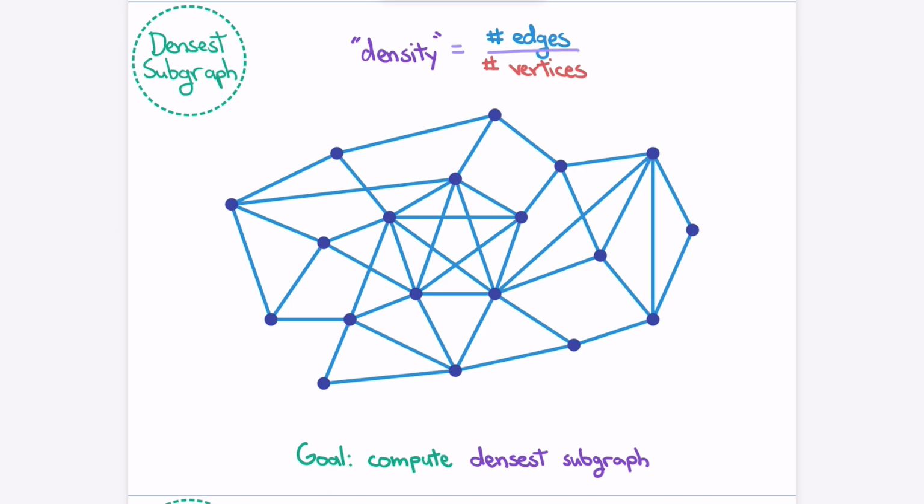So we can also talk about subgraphs, where I look at this subgraph of these 3 vertices, and I'm only counting the edges inside the subgraph. So edges on the periphery don't count. So this would have density 1 because there's 3 edges and 3 vertices. So the question is, what is the densest subgraph? It's not necessarily the whole graph because you want to maximize density.